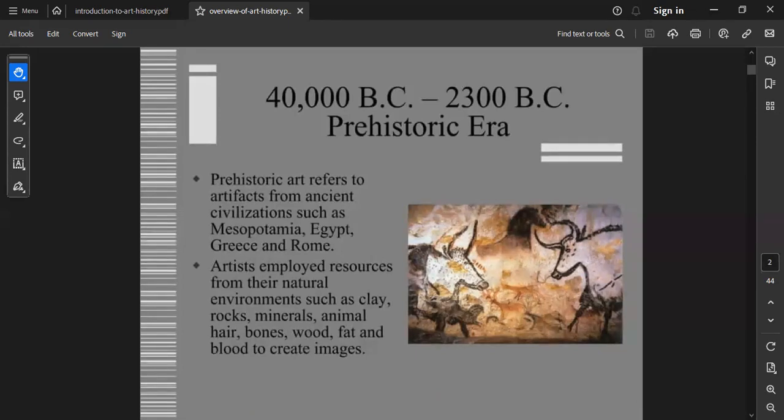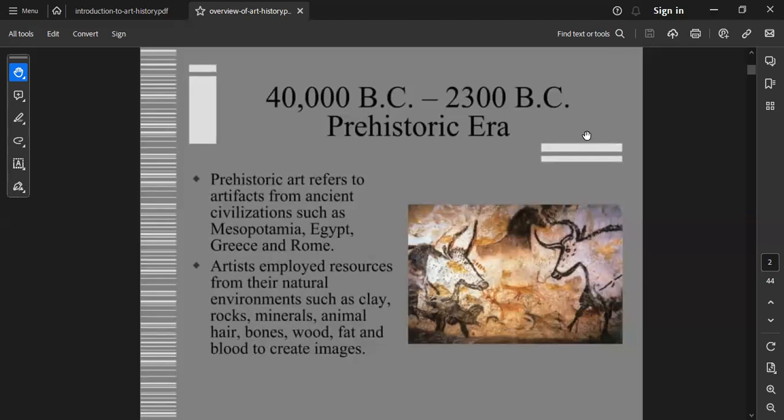Some of the cave paintings are really famous. There are a lot of cave paintings, however, not each of them has got equal amount of recognition. But this is a very famous work in Spain, known as the Altamira. The cave is known as Altamira, and this happened somewhere between 40 grand to 2300 BC, which is the prehistoric era. So BC stands for before Christ.